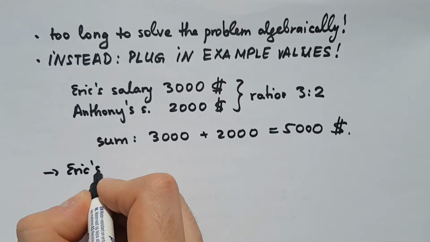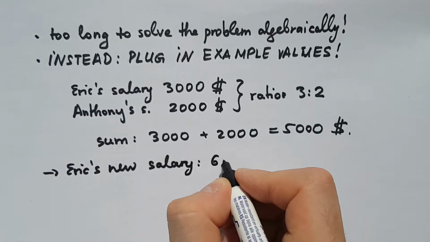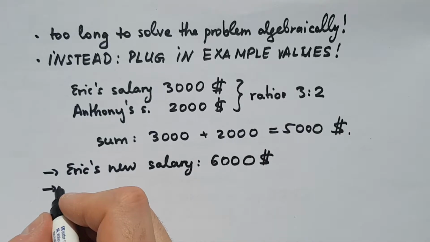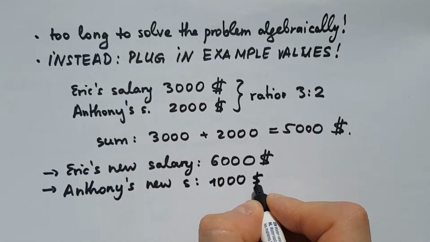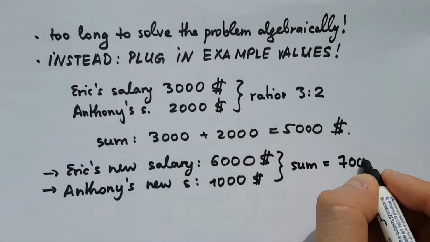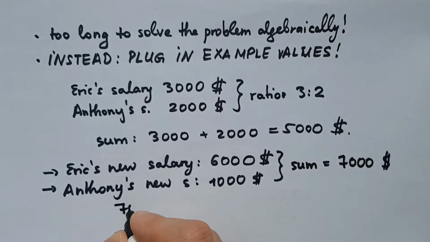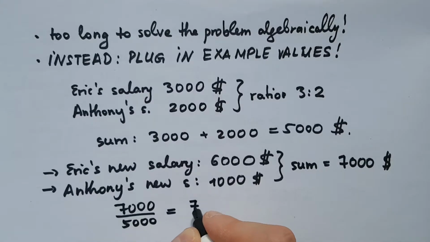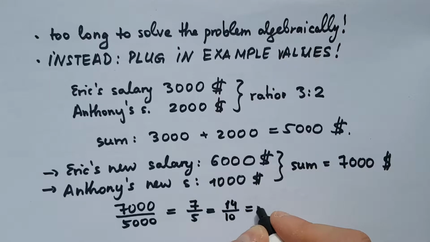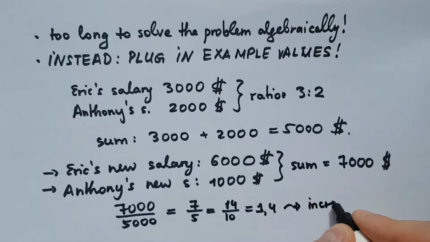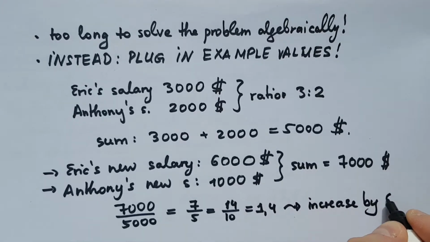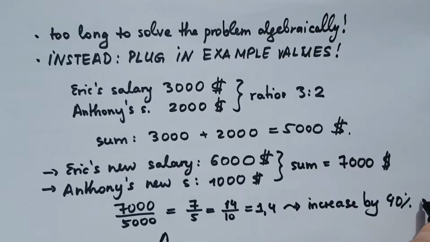Now Eric's salary is doubled to $6,000. Anthony's salary is halved to $1,000, and now the sum is $7,000. In order to see what the overall change has been, we just need to divide 7,000 by 5,000. This gives 1.4, so the increase of the overall sum of salaries is 40%. This corresponds to the correct answer, B.